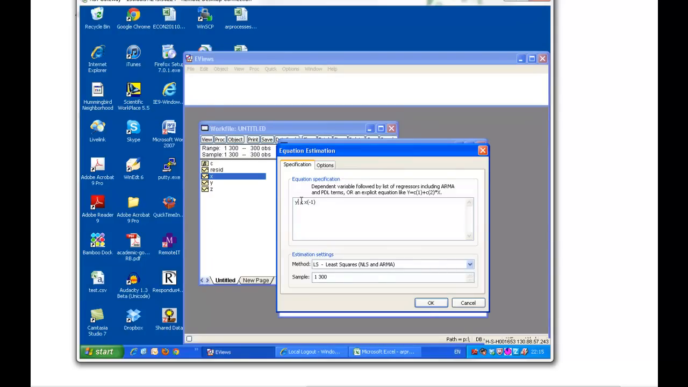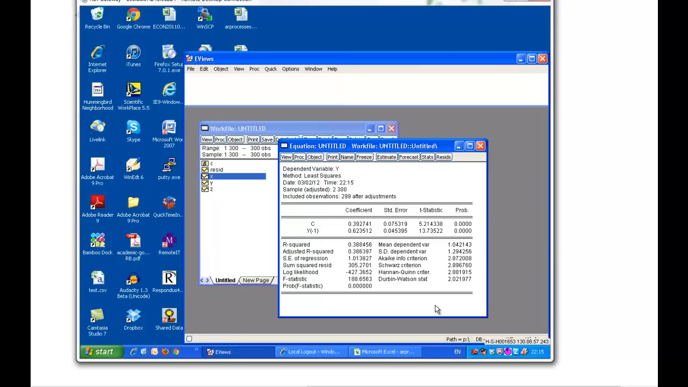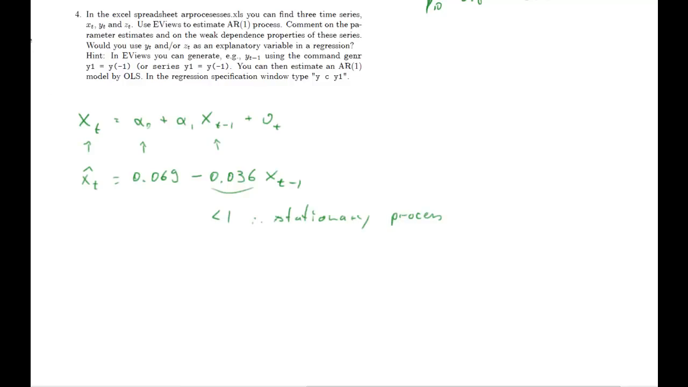Now let's do this for the Y process. I'll just replace the X with Y and we run this again. What you now get is a much larger coefficient, approximately 0.624, and we can see this seems to be quite clearly different from zero. The t-test rejects this quite clearly. So let me go back here and, for Y, use a different color. So yt hat, our estimated model, is 0.392 plus 0.623 times yt minus 1. Now this coefficient again seems to be smaller than 1, so again we would expect that this is a stationary process.